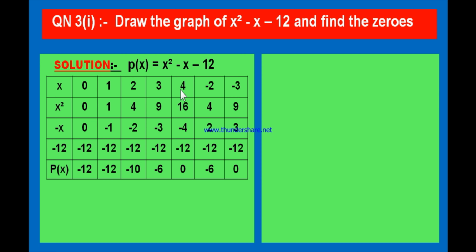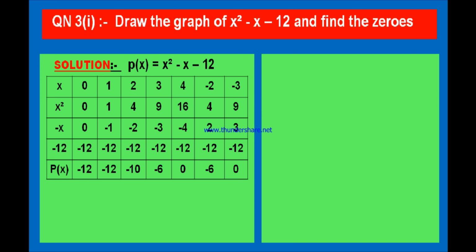If x is equal to 4, then x square, 4 square is 16. Minus x means minus 4 and this is minus 12. Minus 4 minus 12 is minus 16, plus 16 is 0. Therefore the point on the curve is (4, 0). Since you get 0, in this case the x value is 4. But as it is a quadratic polynomial, we know that there should be at most 2 zeros. But we get 1 zero.